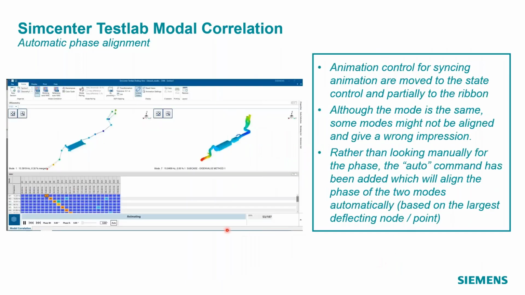There's an automatic phase alignment. So after you do the correlation between the working and the reference modes, test and CAE, I can click on a value in the MAC table and then start animating. And by default, we auto synchronize the phase. So we're going to look at the largest deflection on the test and the largest deflection on the CAE and use that to synchronize the phase. If you don't like that, you can turn auto off and there's a slider where you can type in whatever phase you want to synchronize the two mode sets.